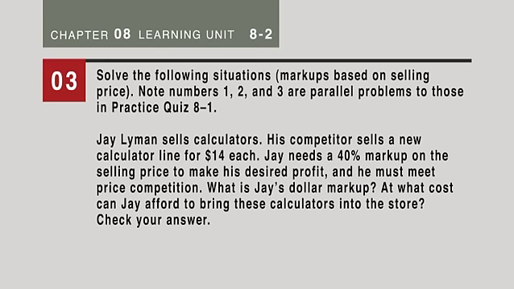Number 3, again, we have the same numbers. We have a calculator line that is $14 each. Jay wants a 40% markup on selling price this time to make his desired profit. So let's look at how to calculate all of what Jay needs.